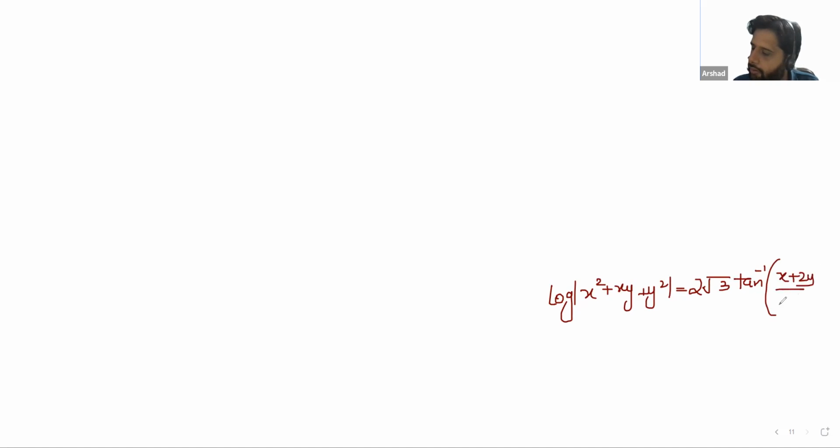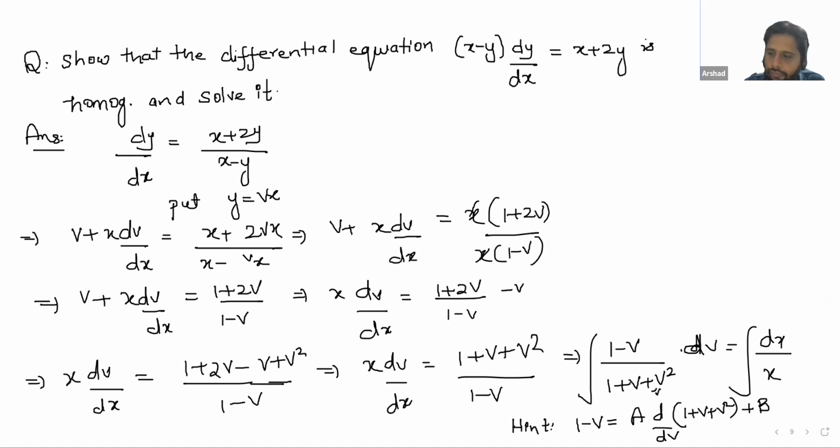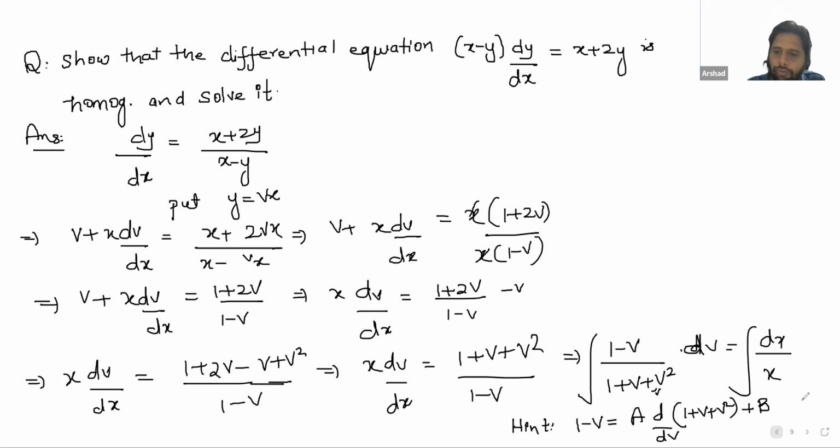So the answer is log of x square plus xy plus y square, and it is equal to 2 root 3 tan inverse of (x plus 2y) by root 3x, plus c. Okay. Are you getting the same one, Saf? One minute, sir, I didn't substitute for b. Okay.